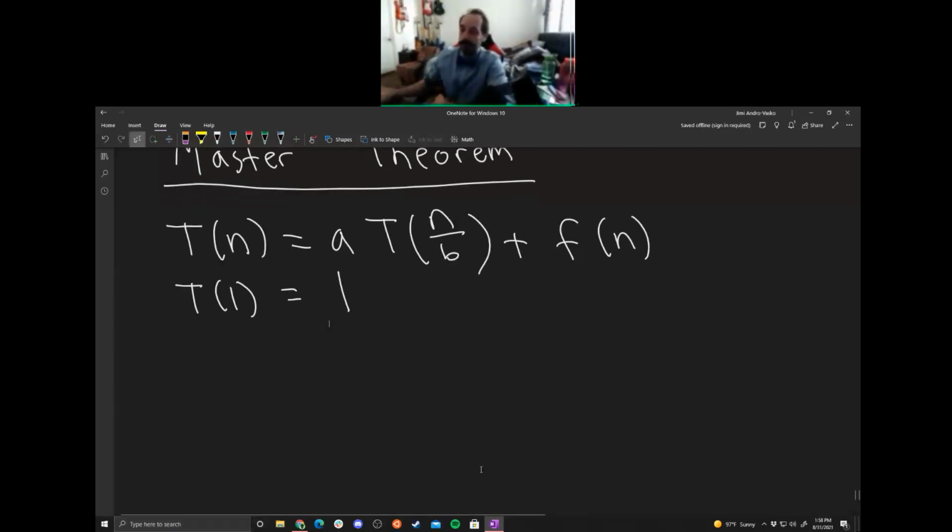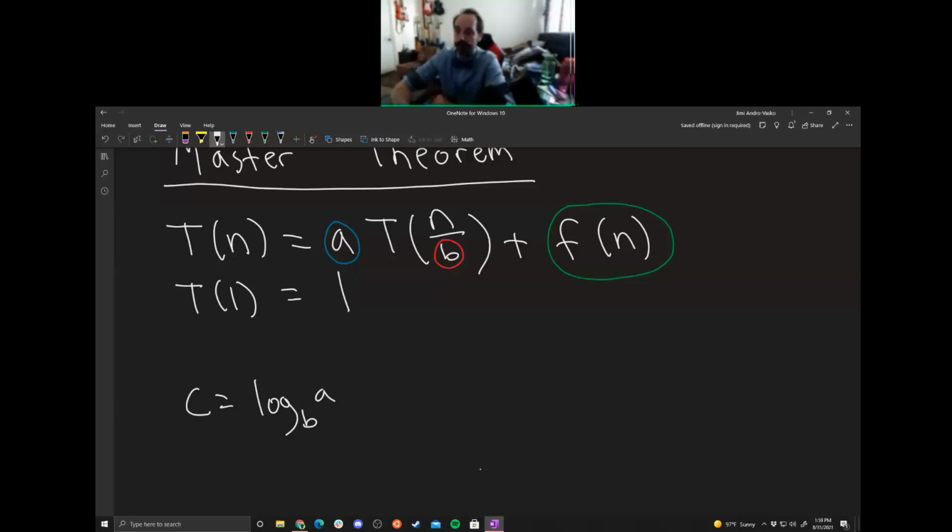Now we have to grab the following constants. We have to look at a, you have to look at b, and also you want to see what the growth rate of f of n is. So those are three important parts. So we're going to compute a value. We're going to say c is going to be log base b of a. Log base b of a will be our third constant c that we're going to use. So once you have all these ingredients, we have a, b, we know f of n's growth rate, we have this c constant. Now we can put this all together.